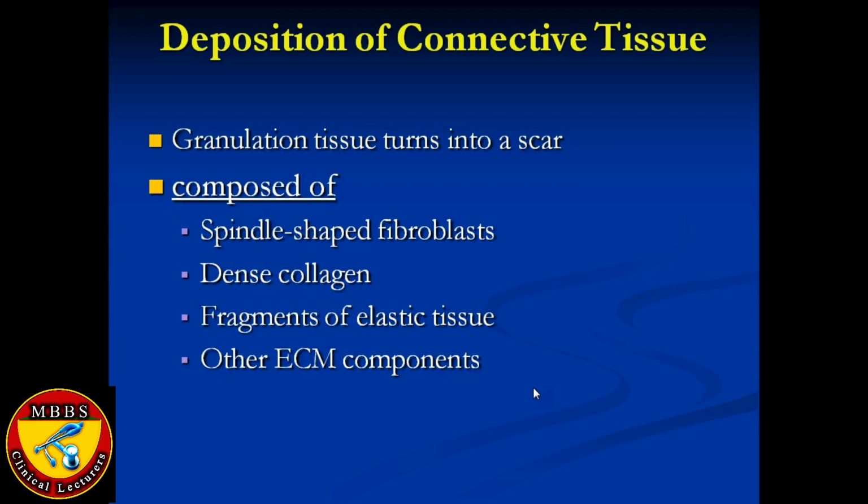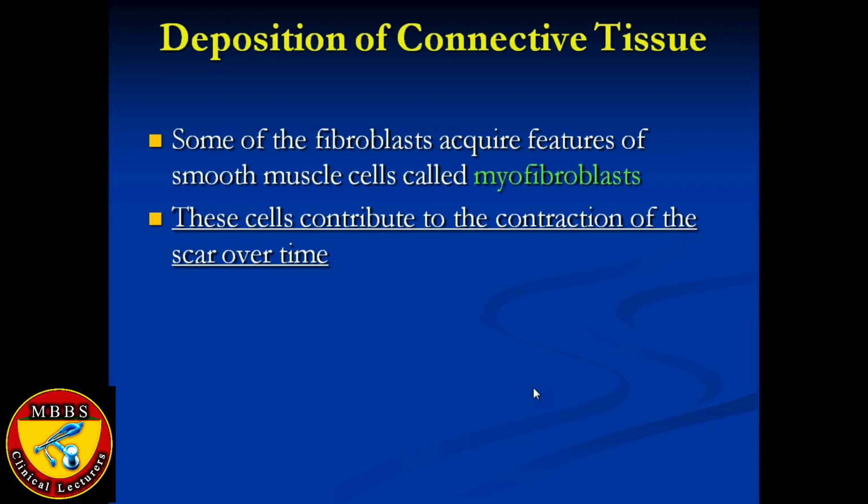Okay, in the process of maturation, the granulation tissue is now converted into the scar tissue, where the fibroblasts are now very much spindly in shape and have secretory functions, that is, they produce collagen, which is deposited, and this dense deposition of collagen is there. A few fragments of elastic tissue might also be encountered, and other extracellular matrix components might also be present there. But mostly it is the dense collagen and spindle-shaped mature fibroblasts which are present in the scar tissue.